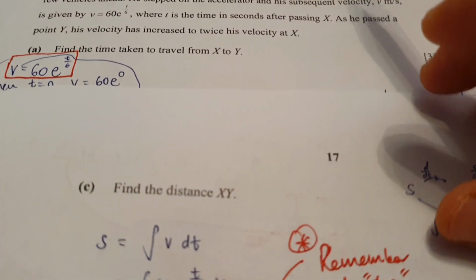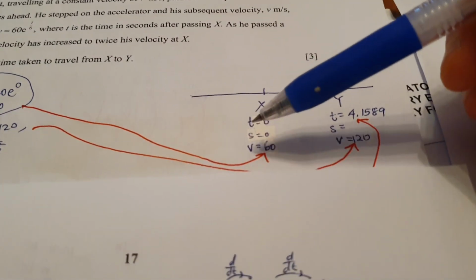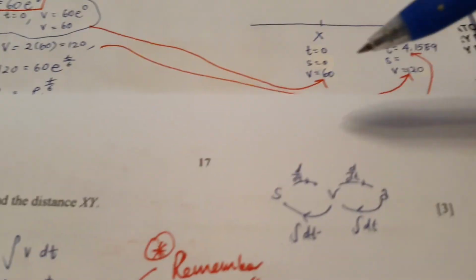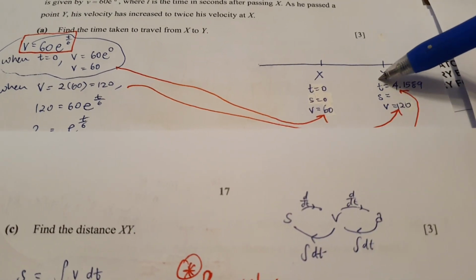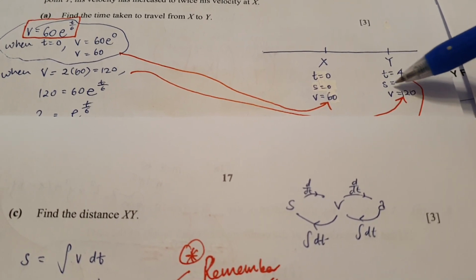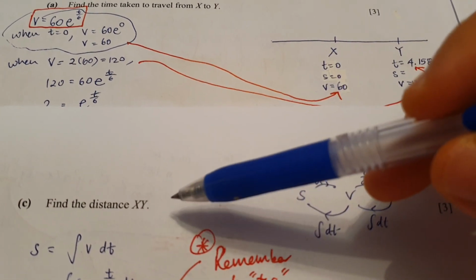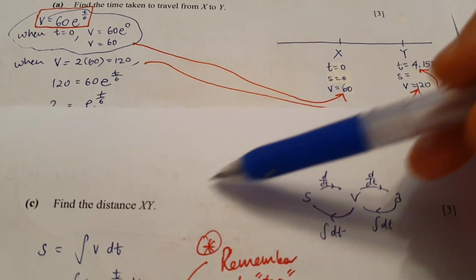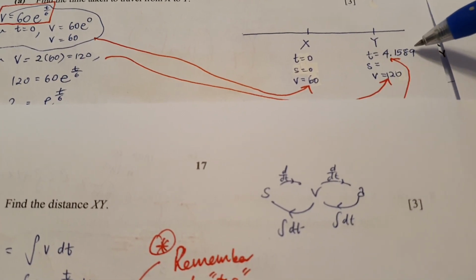This is where the diagram really comes in very useful. If you had drawn a well-labeled, well-updated diagram, then this part is really a breeze. To get from x to y, you know the s here is 0, so you just need to find the s here.